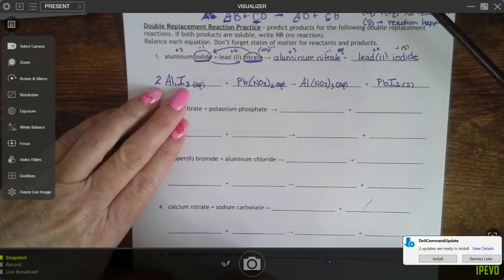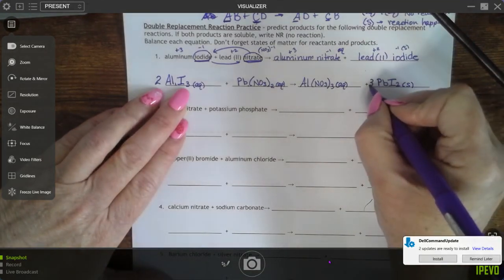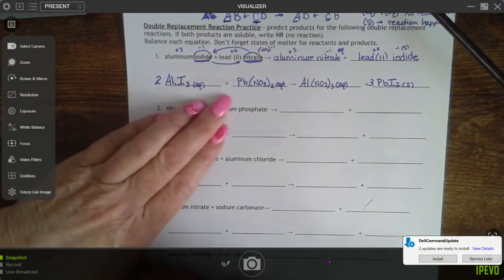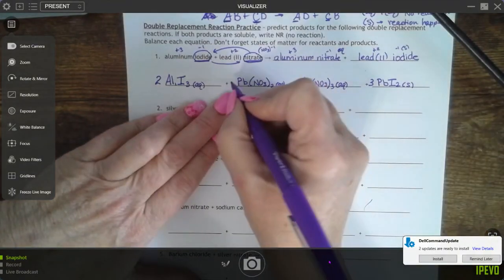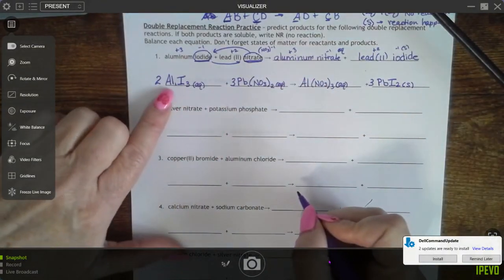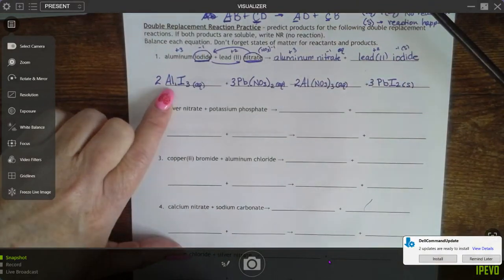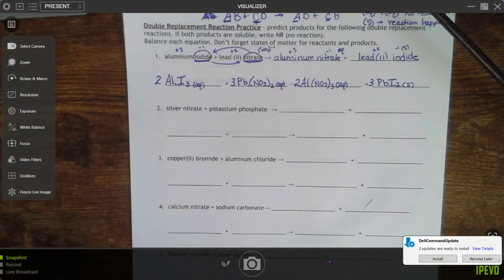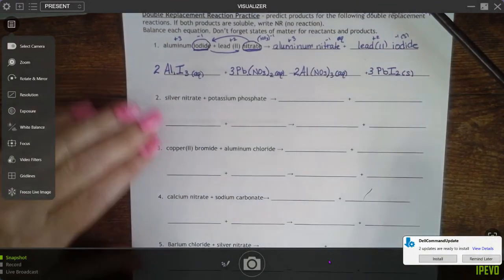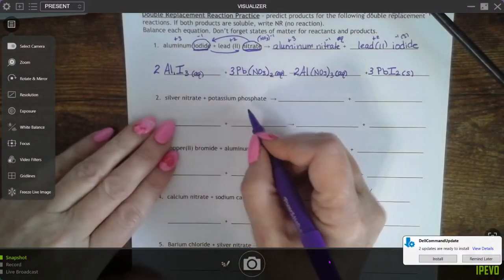So 2 times 3 is 6. 3 times 2 is 6. Now, if I have 3 lead, I need a 3 here. I have 2 aluminum. I need a 2 here for a balanced equation. Okay. All right. Next equation, we have silver nitrate and potassium phosphate.